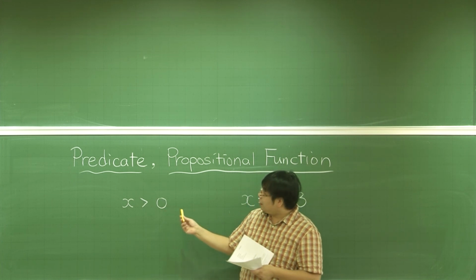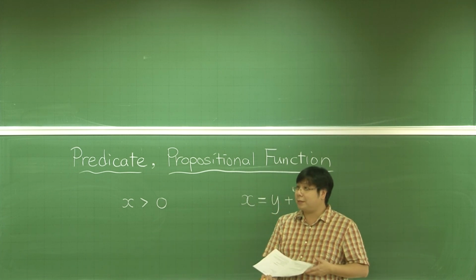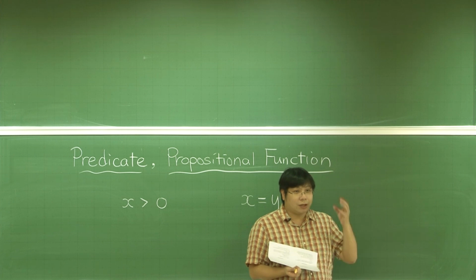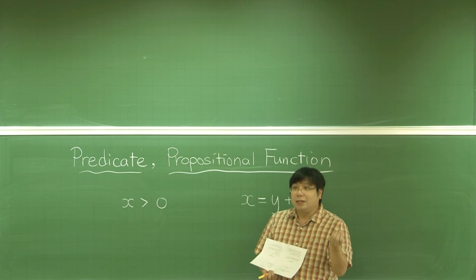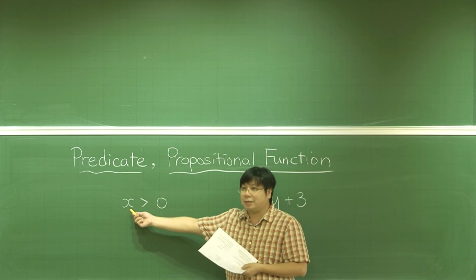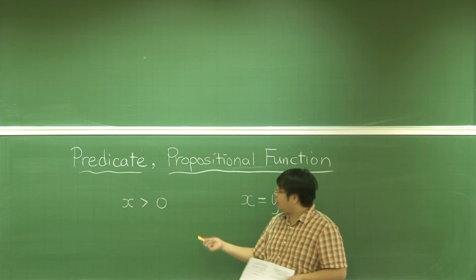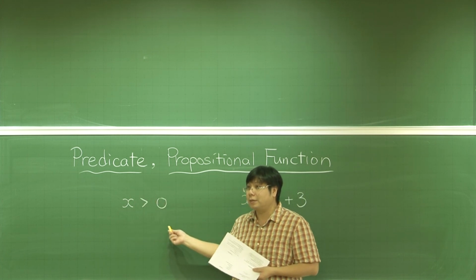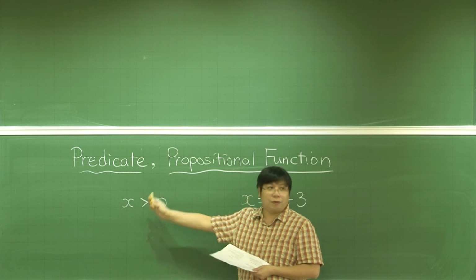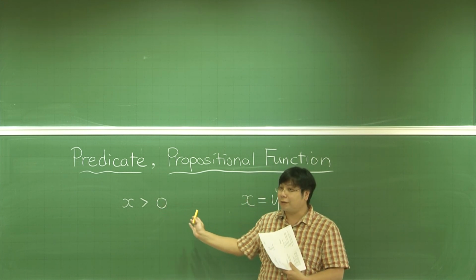If you notice, this one is not a proposition, as we have explained already, because we don't know the value of x. It turns out that x is a variable. If x has a value of 1, then this is true. But if x has a value like -1, then this is false. We don't know x, so we have no idea whether this is true or false, and so it is not a proposition. Is that okay?